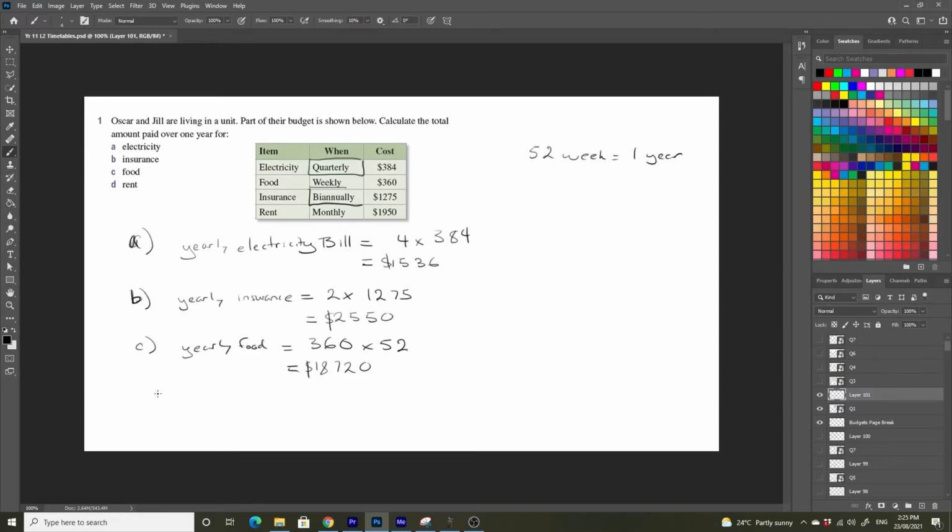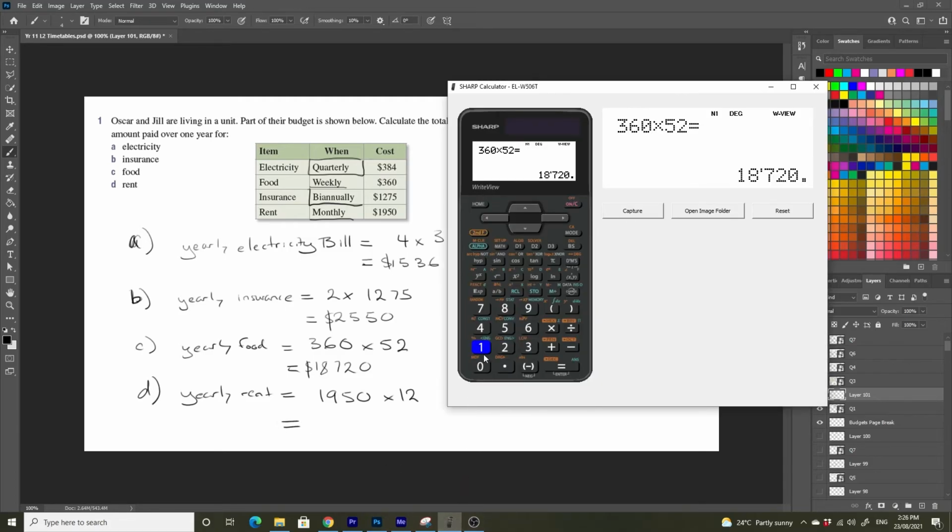And what is going to be D? Well, that's their rent. They're paying their rent monthly. And we know that there are 12 months in 1 year. So we know that ultimately we will have to find the yearly rent. It's going to be equal to 1,950 times 12, which is $23,400.